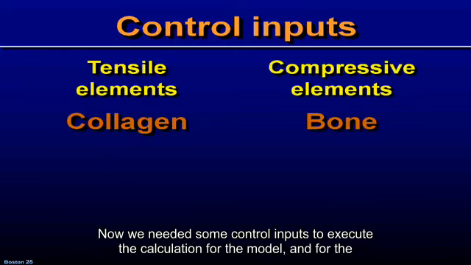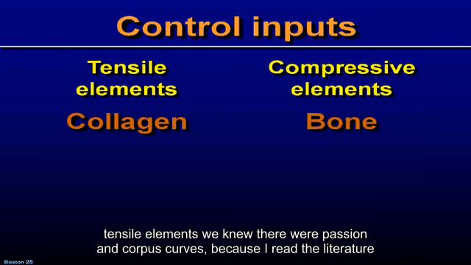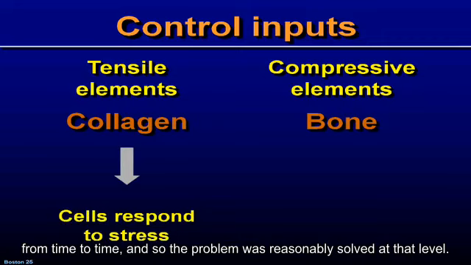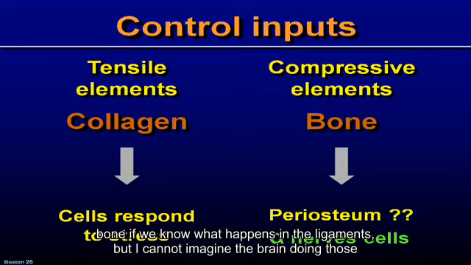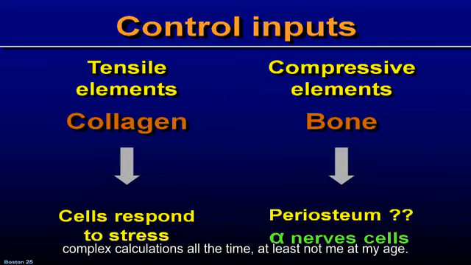Now we needed some control inputs to execute the calculation for the model. And for the tensile elements, we knew there were Pacinian corpuscles because I read the literature from time to time. And so the problem was reasonably solved at that level. Now for the bone itself, I have a problem. Sure, we can calculate what happens in the bone if we know what happens in the ligaments. But I cannot imagine the brain doing those complex calculations all the time, at least not me at my age.